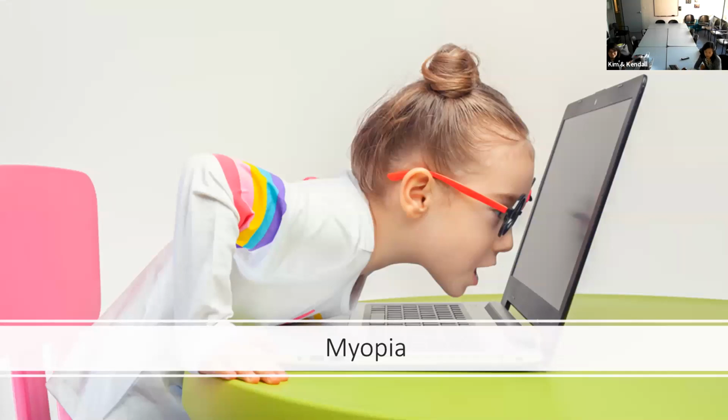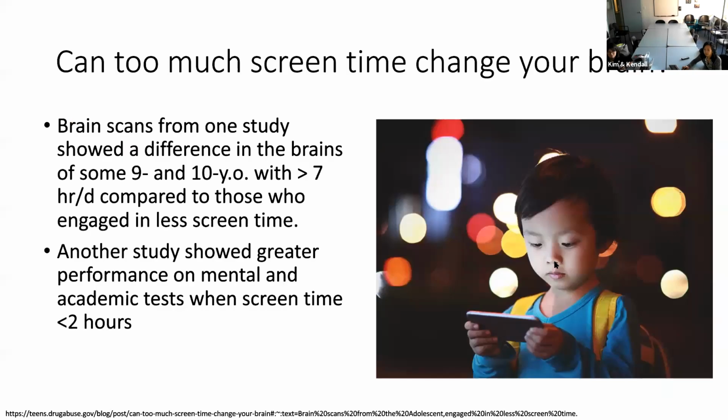Myopia. For all those optometrists and ophthalmologists out there, the increase in digital screen time and near work and the decrease of time outdoors has actually been associated with the earlier onset and progression of nearsightedness. This is definitely something that they're studying. Has this even worsened during this COVID pandemic?